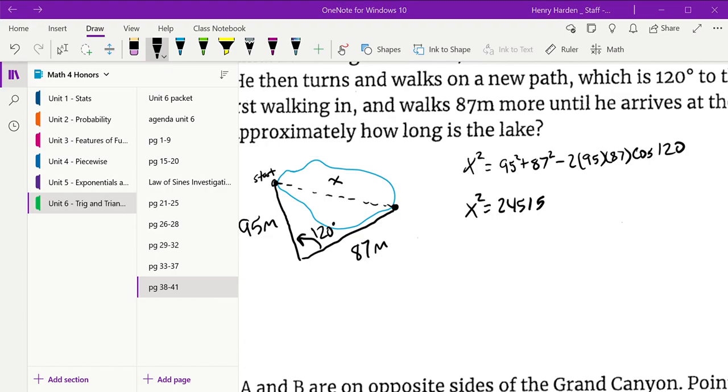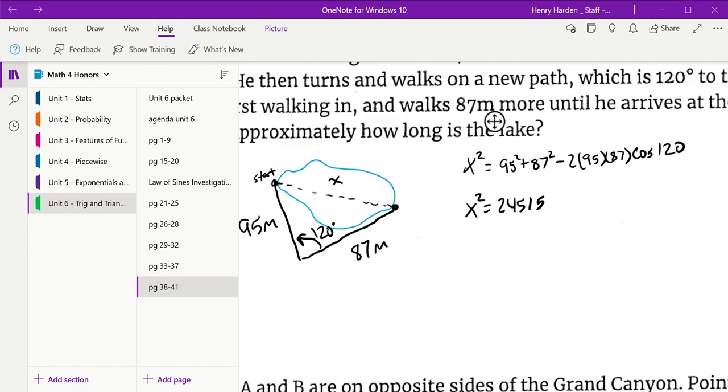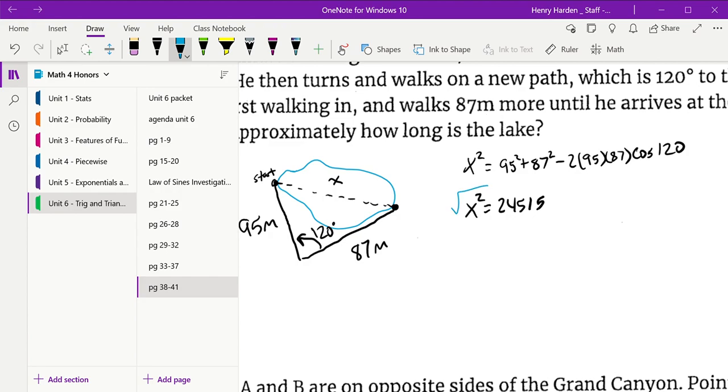24515. All right, that is not my answer though. X is not that many meters apart. So what we've got to do is square root both sides, and then we get x equals 156.5727. Okay, double check 156.5727. So that's how many meters that lake is roughly.